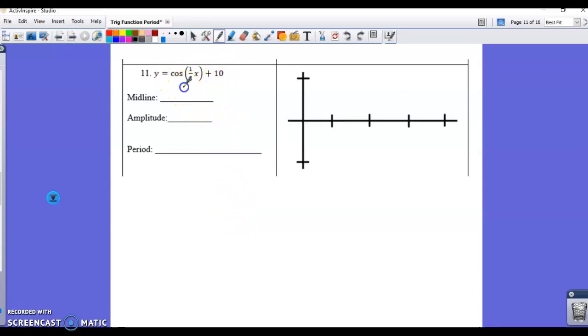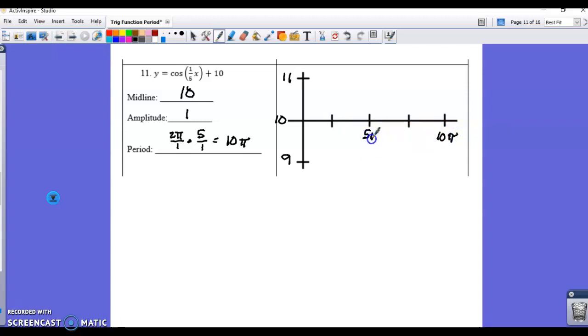So midline is 10. No number here, so it's a 1. Amplitude is 1. So if 10 is in the middle, then 1 up is 11. 9 is the minimum. 1/5, again a fraction, so 2 pi over 1 times 5 over 1. That's just 10 pi. So 10 pi is the period, 5 times as long as a normal one.